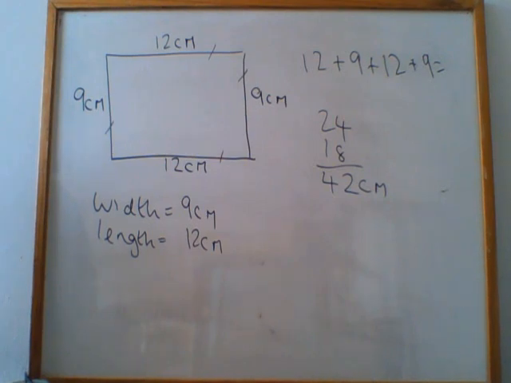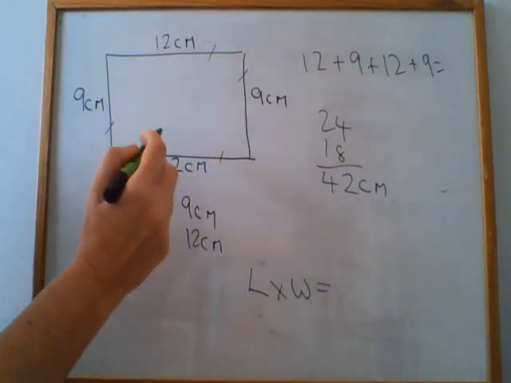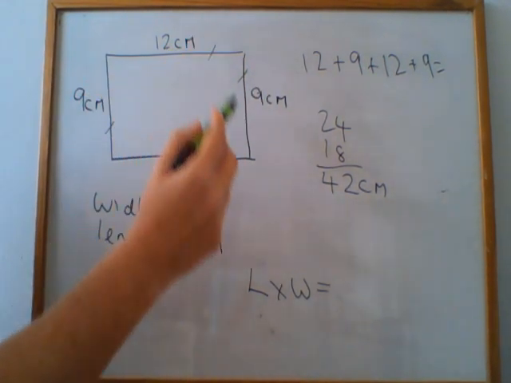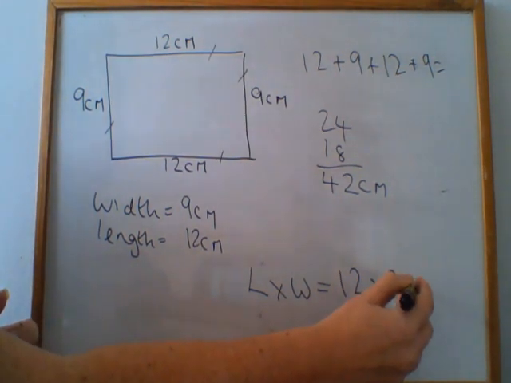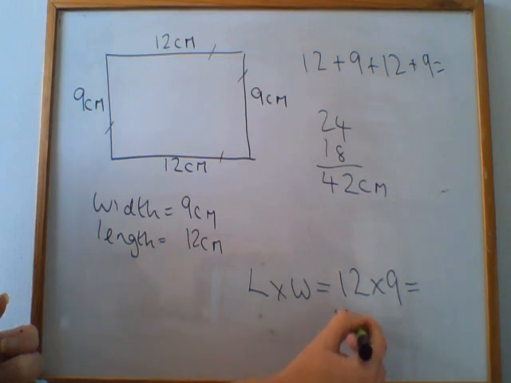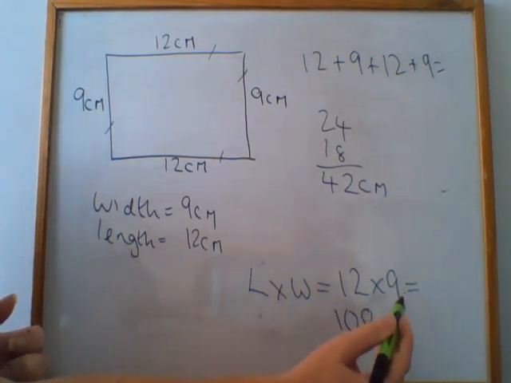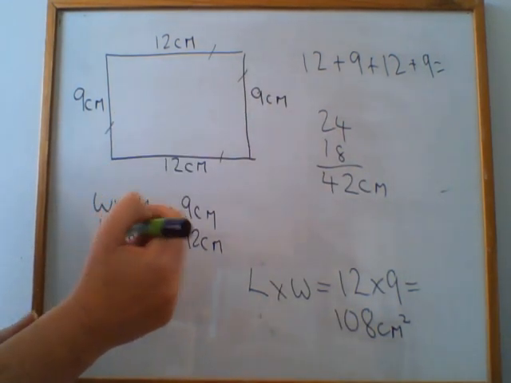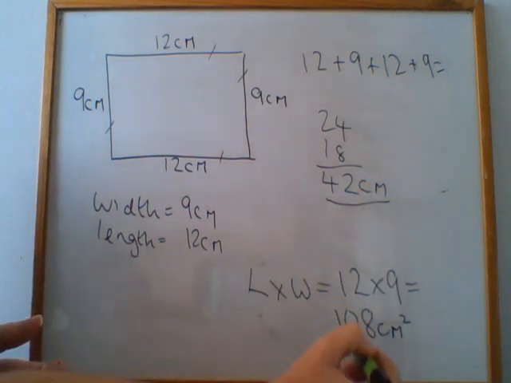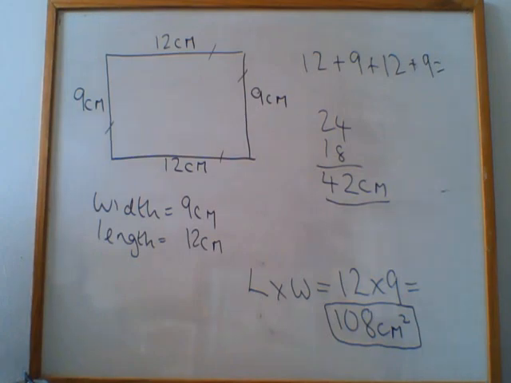Okay, so my area, I know my formula for my area is length times width. So my length is 12, my width is 9, so I do 12 times 9, and my times table knowledge tells me that is 108. It's centimetres, and because it's area, we remember it's centimetres squared. So my perimeter, 42 centimetres, my area, 108 centimetres squared.